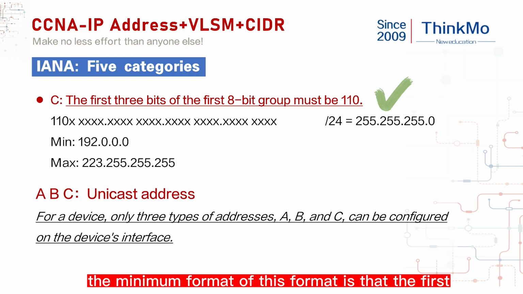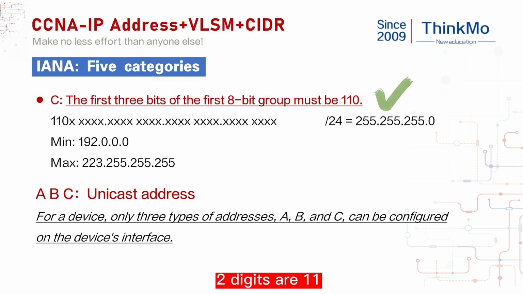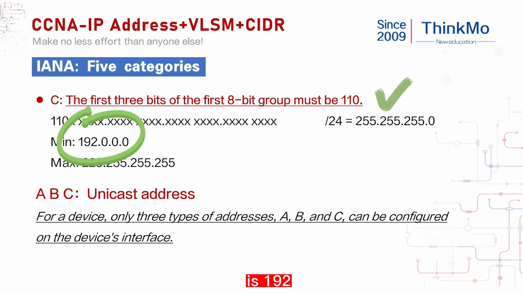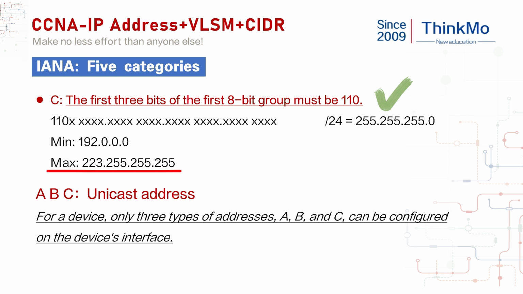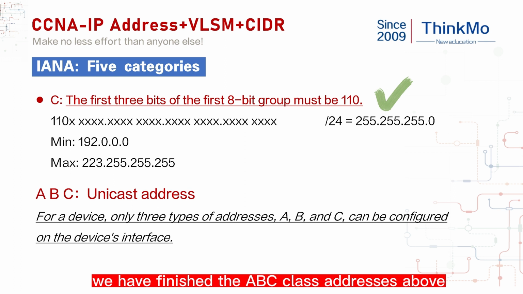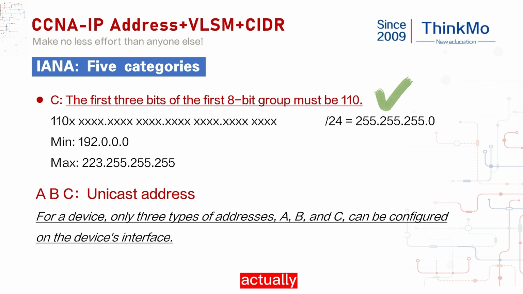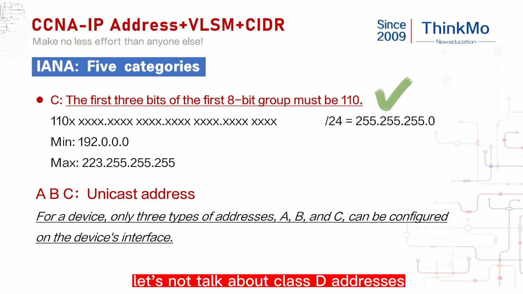The minimum of this format is that the first 3 digits are 110, and everything after that is 0. That is, 256 minus 64 is 192. The biggest is 110 followed by 5 1s, which is 223. We have finished the ABC class addresses above. Actually, we're already halfway there. Let's not talk about Class D addresses yet.